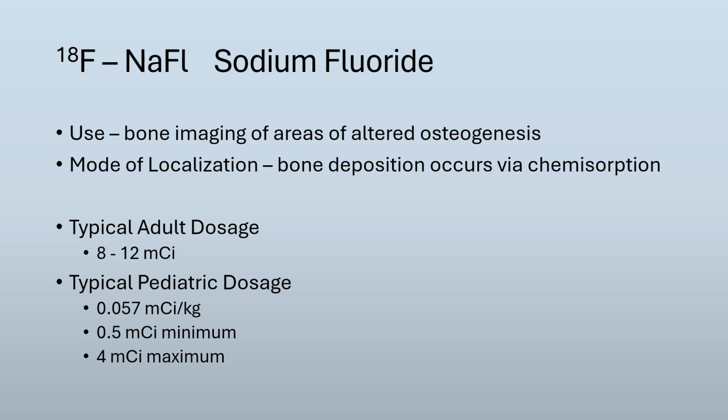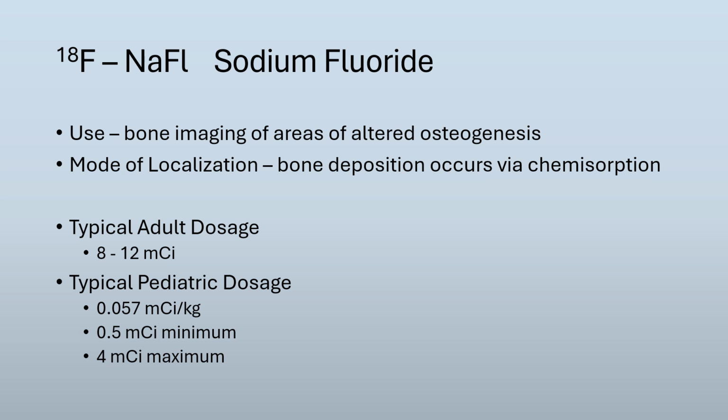The next F18 agent is sodium fluoride. This is used in bone imaging in areas of altered osteogenesis. This is an alternative to MDP and HDP imaging of bone scans for general nuclear medicine. And the mode of localization is very similar. Those ones are a phosphate, and this one is a fluoride. So it's slightly different mechanism.